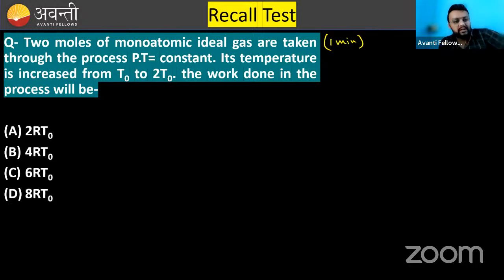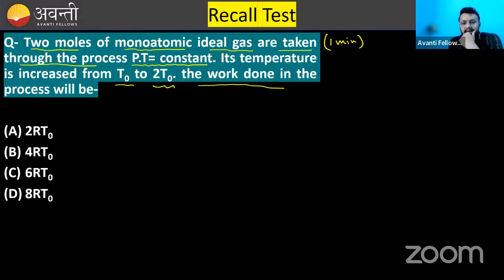Okay. So the question says, first of all, we will remember they are talking about 2 moles. So n is 2. Monoatomic ideal gas is taken through the process P into T is equal to constant. They are not defining the name of the process. They are saying that P into T is constant. It again says its temperature is increased from T naught to 2T naught. The work done in the process will be. So we need to calculate the work done in the process.